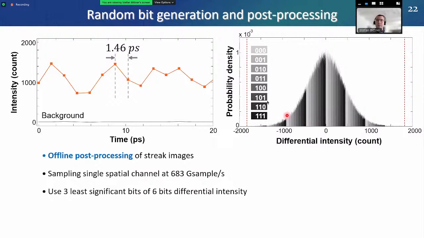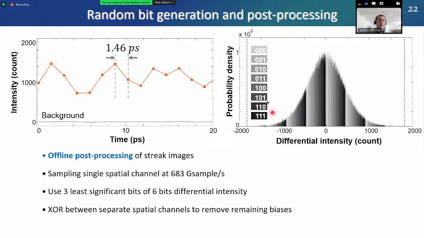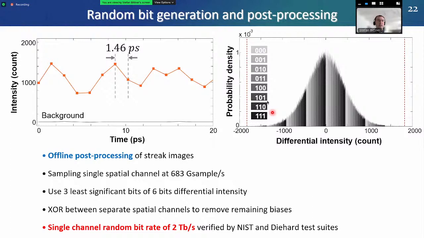Here you see the distribution of the differential intensity, which is an almost perfect Gaussian distribution. And the different grayscales correspond to the 8 different combinations of the 3 least significant bits, which are almost but not quite equidistributed. In order to remove these remaining biases, we perform an XOR operation between separate spatial channels. And the resulting bit streams then achieve a bit rate of 200 terabit per second. We use the NIST and the Diehard statistical test suites, which are the standard test suites for verifying random bit generators, to confirm that these random bit streams possess the required statistical properties.